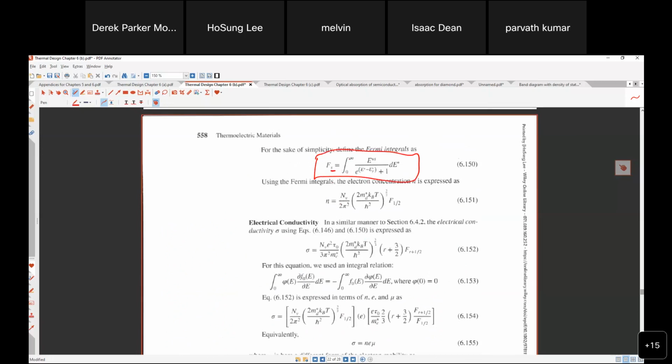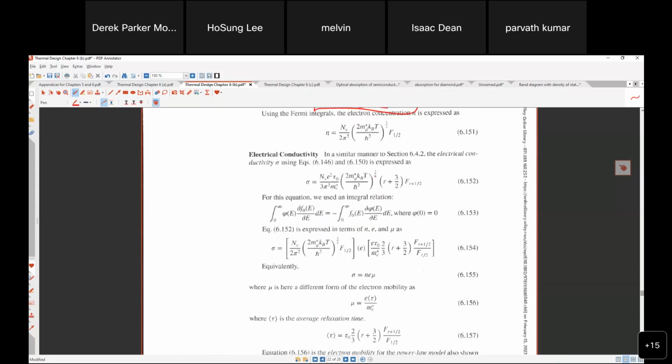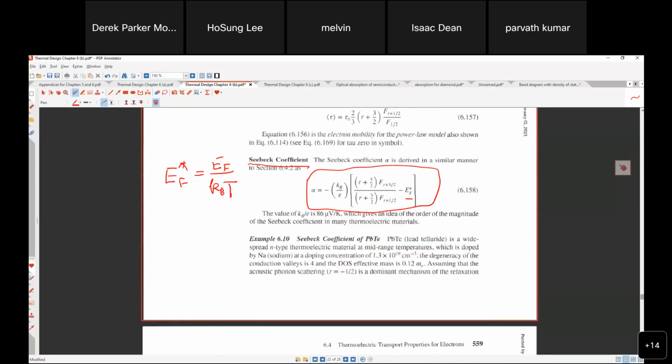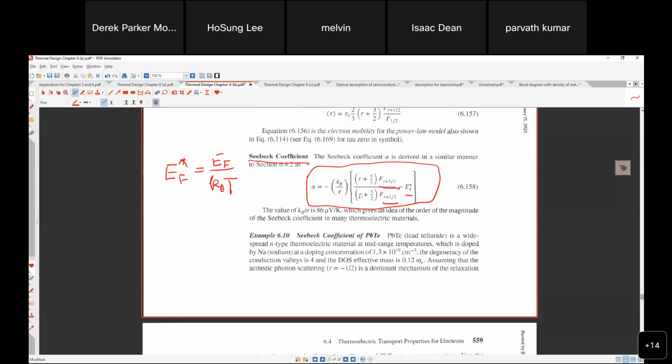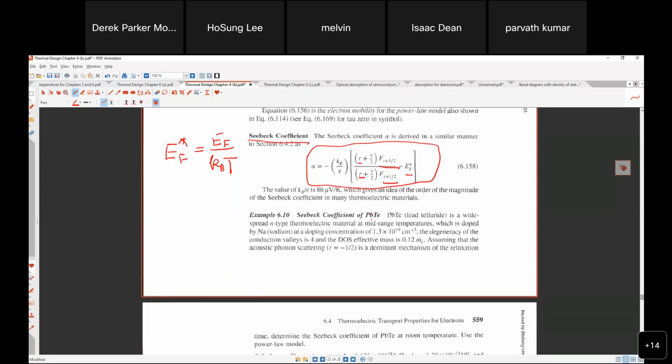We define it in terms of S. S is the integral from 0 to infinity of energy to the power S. That's what the S indicates. Because look at that, it is mostly the Fermi energy distribution. So we can express it in terms of R, which depends on the scattering mechanism. Okay, if we use acoustic phonon, fine, we can use it.